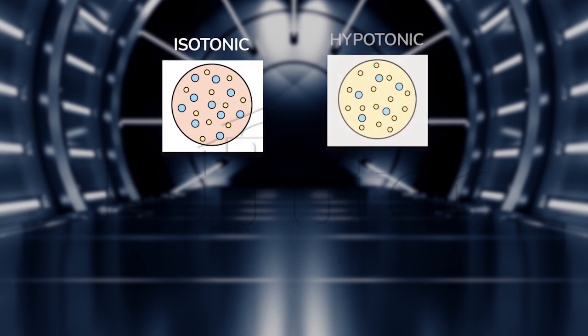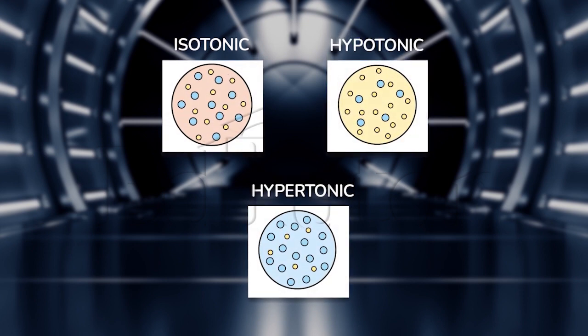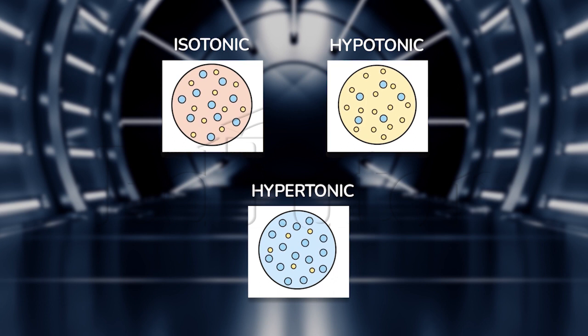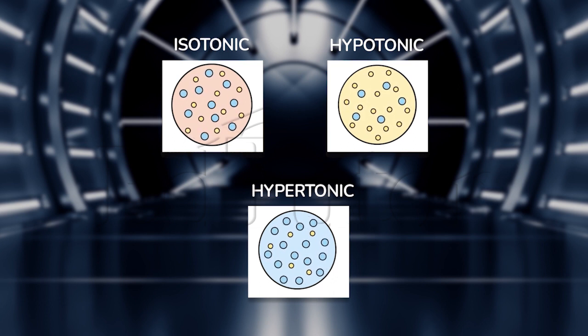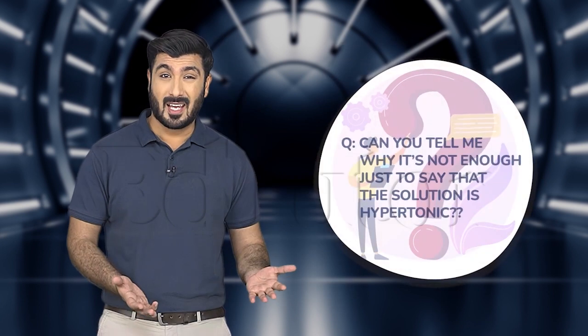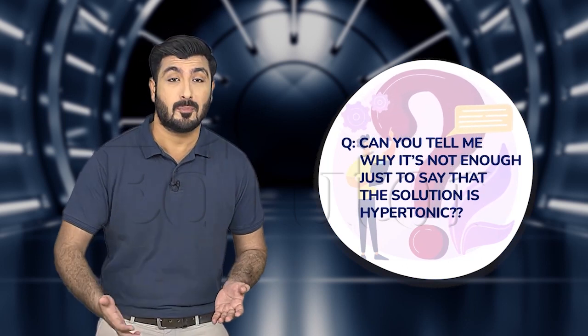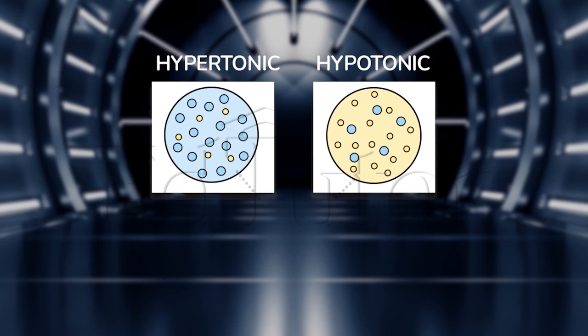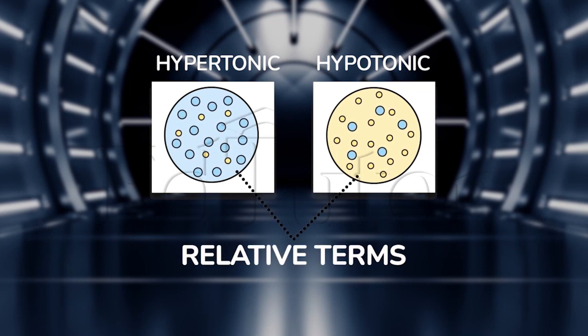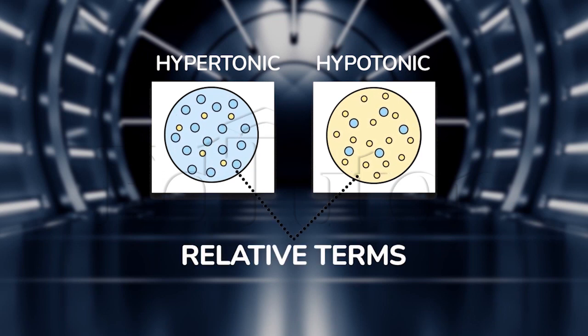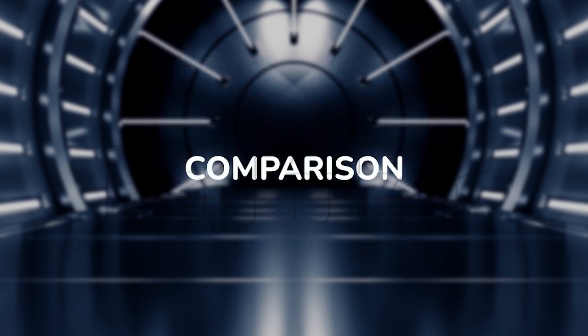Previously, we saw how there are three types of solutions: isotonic, hypotonic, and hypertonic. Just before I move on to today's lesson, here's a question for you. Can you tell me why it's not enough just to say that the solution is hypertonic? Think about it. Well, it's because hypertonic and hypotonic are relative terms. So you must say what the solution is being compared to.